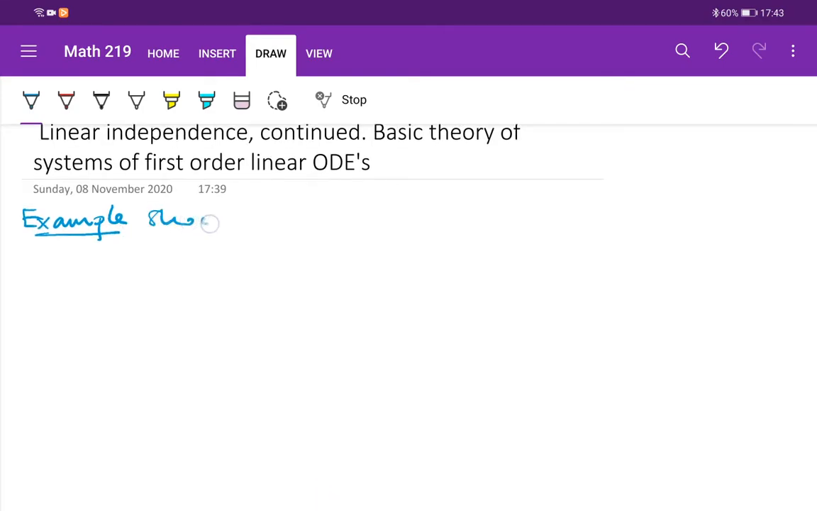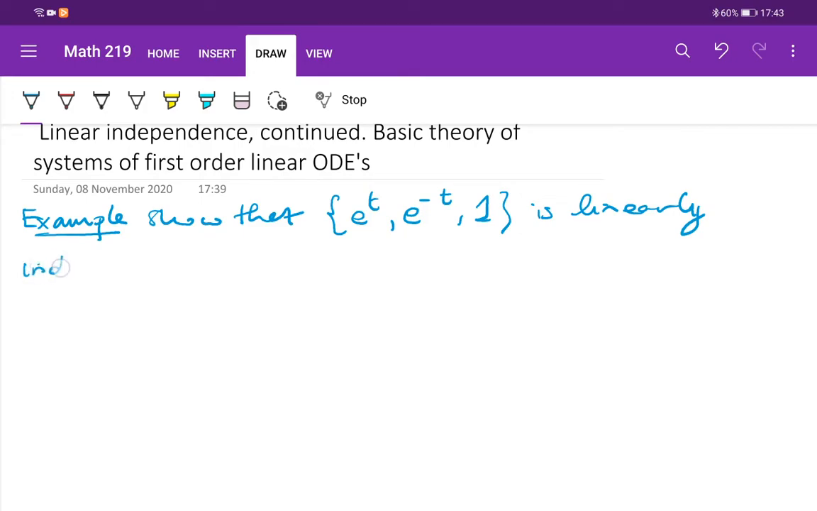Let's show that the set of functions e to the t, e to the minus t, and 1 is linearly independent on R. So we want to show that these functions are linearly independent on R. So here's one solution.